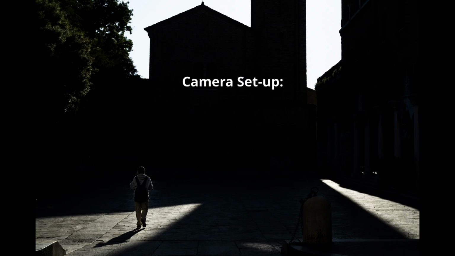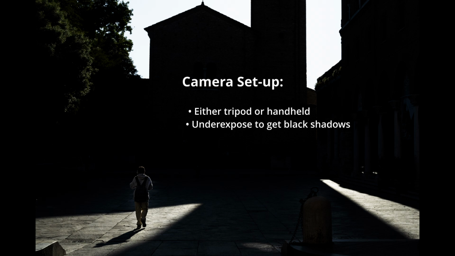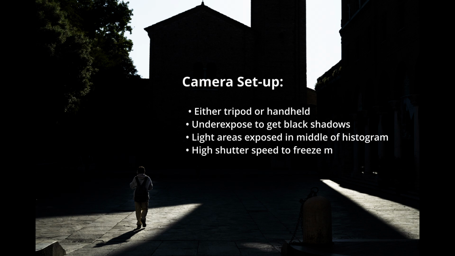So a few notes on camera setup. The camera can either be on a tripod or handheld, and what I'm aiming for is underexposure. That is, I want the shadows to go quite black and the highlights to be mainly around the mid-tone, so that's my key area. I also want a high shutter speed because I want to freeze motion as something moves through the scene.